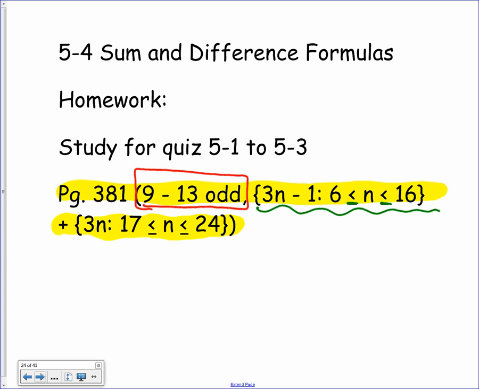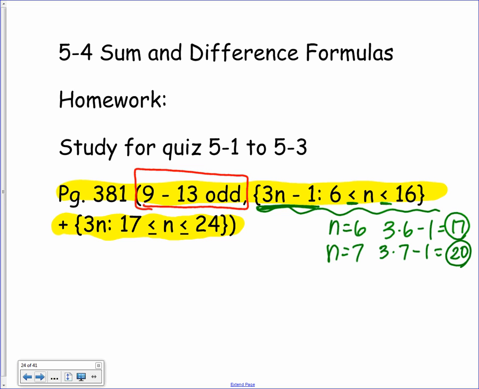Here's what you're going to do. When n equals 6, then you plug into this equation. So this would be 3 times 6 minus 1, which is 17. So you're going to do problem 17. Okay. Then when n equals 7, you're going to do 3 times 7 minus 1. Well, that equals 20. Okay. You're going to calculate those all the way up through 16.